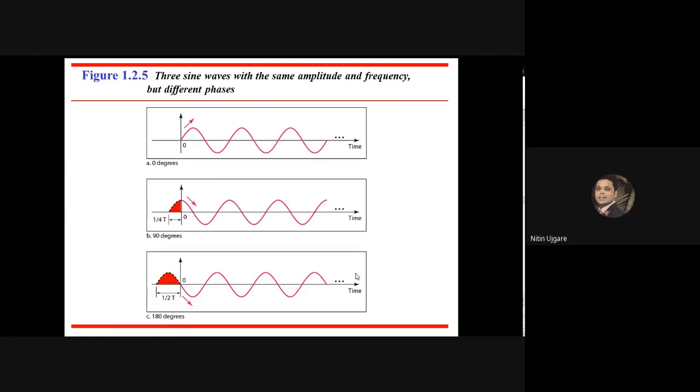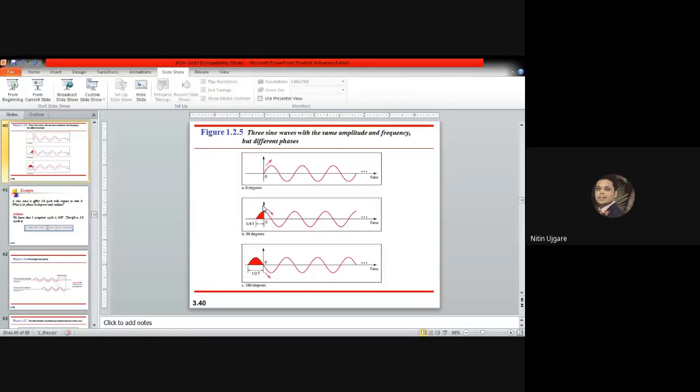So 1 radian is calculated as 360-degree divided by 2 pi. That gives me 1 radian. So can anybody tell me the answer? Unmute your mic, or you can type your answer in the chat box. Yeah, so that's the right answer. 60 is the right answer.